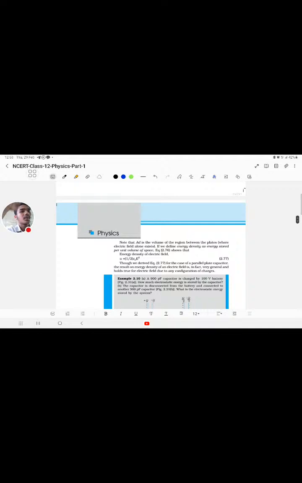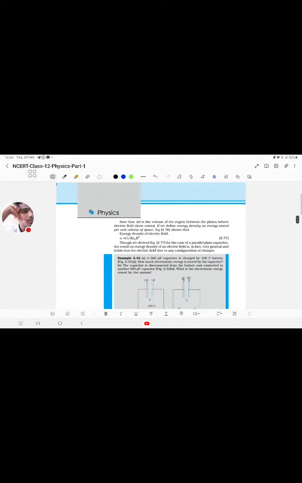It is possible to view that the potential energy of the capacitor is stored in the electric field between the plates. To see this, consider for simplicity a parallel plate capacitor with plate area A and separation d. So the energy stored in the capacitor will be half Q square by C, which is A sigma square d by 2 epsilon naught. And E is equal to sigma by epsilon naught, hence the energy stored in the capacitor U is equal to half epsilon naught E square times Ad. Note that Ad is the volume of the region between the plates. The energy density will be equal to half epsilon naught E square.